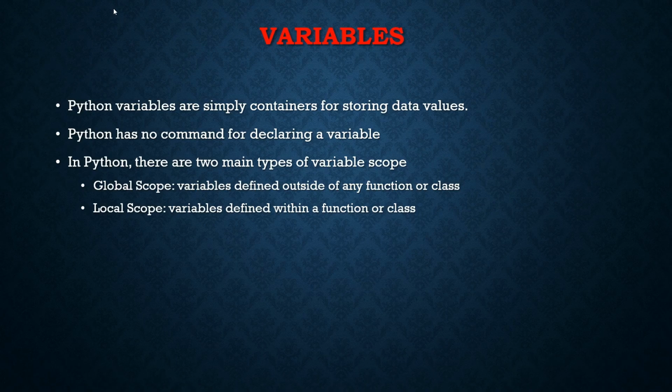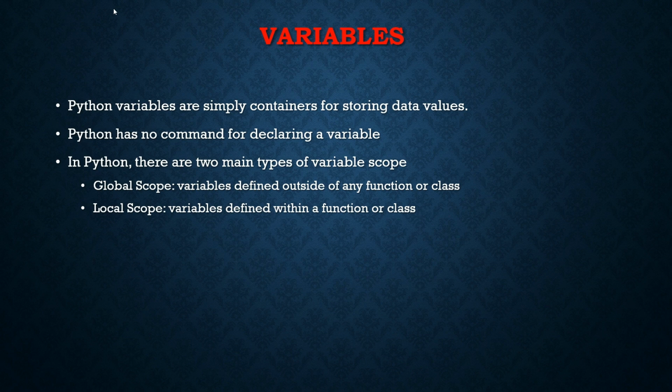Now let's talk about variables. In Python, variables are simply containers for storing data values. Python has no command for declaring a variable as it is dynamically typed. And in Python, there are two main types of variable scope, global scope and local scope.